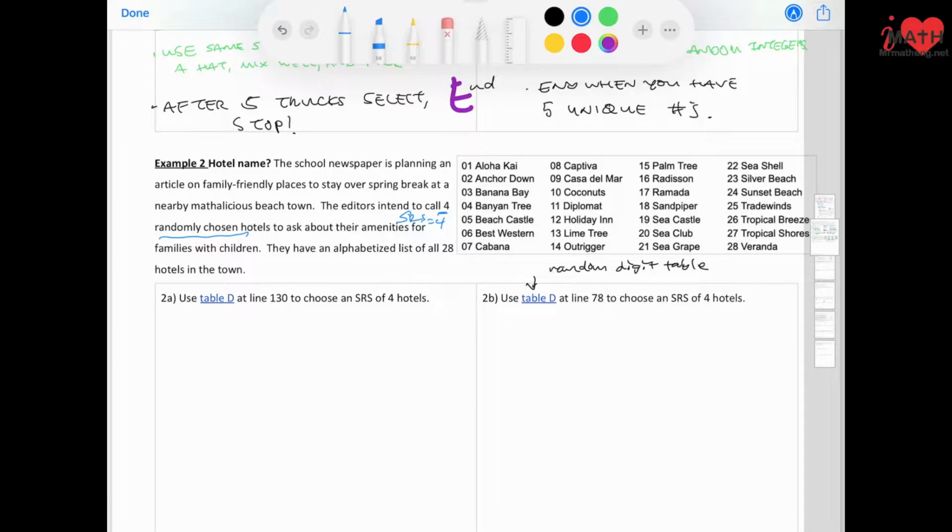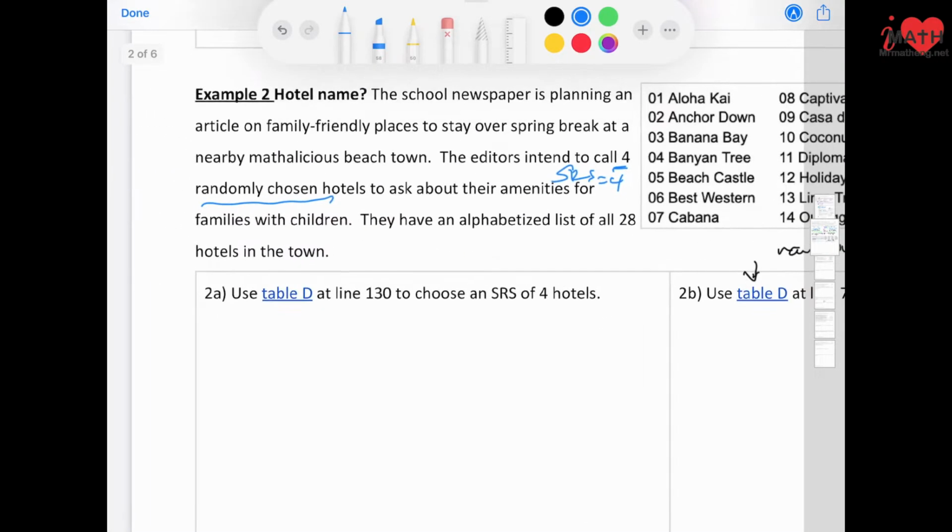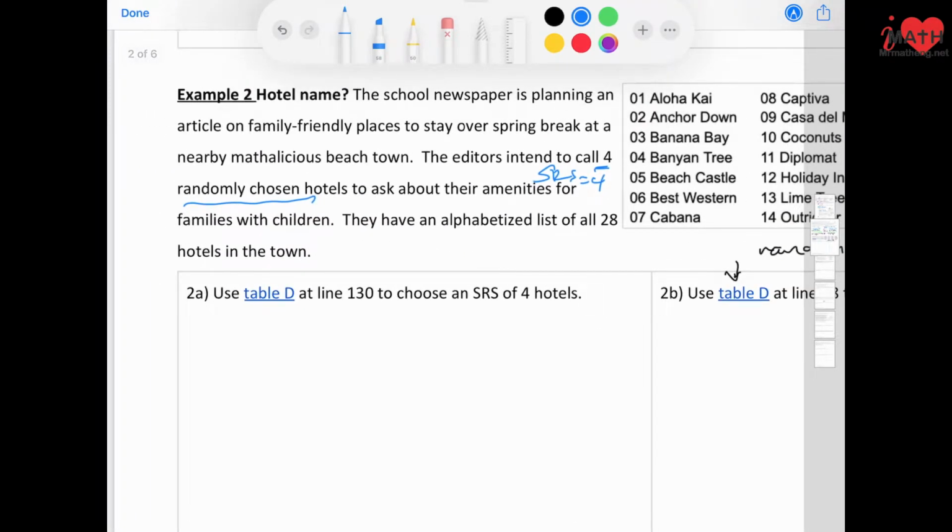They have an alphabetized list of all 28 hotels in the town. Alphabetizing just helps with the organization. It's kind of the same thing as if you had a class roster of students. You'd probably do alphabetical last name. Use table D at line 130 to choose an SRS of 4 hotels. Okay, so if you actually click on table D, I will not do that in this video, but if you do, and you go down to line 130, you're going to get a bunch of numbers, okay? I'm going to write out the numbers as they have on the list.